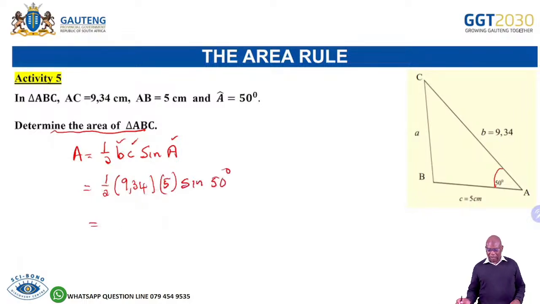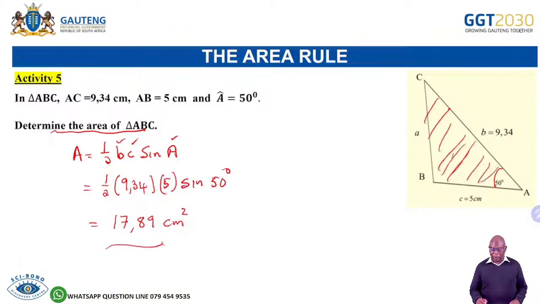I think the area there that I got was 17.89. Remember the unit for area is square, so there will be 17.89 square centimeters. Then that will be the area of that whole triangle. Otherwise, that whole area is going to be 17.89 square centimeters. Remember in this one, if I'm given a right angle triangle, that's quite easy.